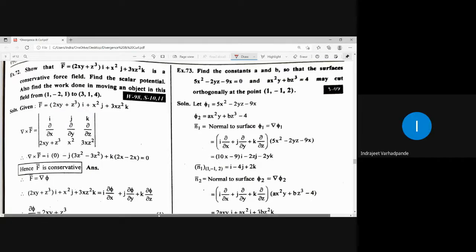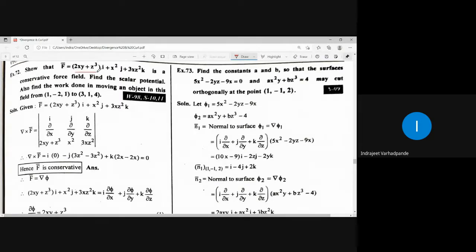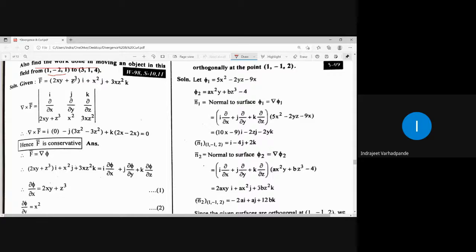The next type or pattern of example is again related to the work done that we have discussed. Show that F bar equals (2xy plus z cube) i plus x square j plus 3xz square k is a conservative force field. Find the scalar potential. Also find the work done in moving an object in this field from point (1, -2, 1) to (3, 1, 4).